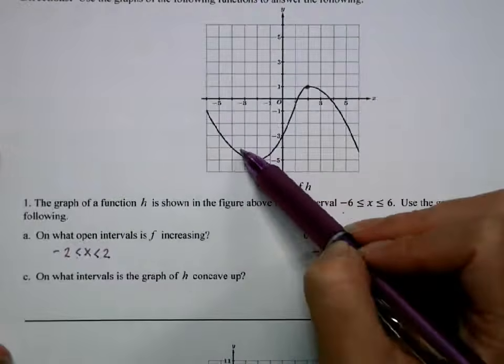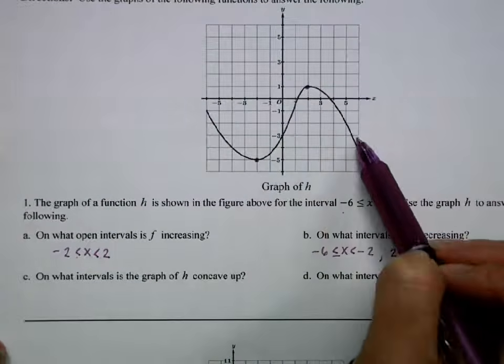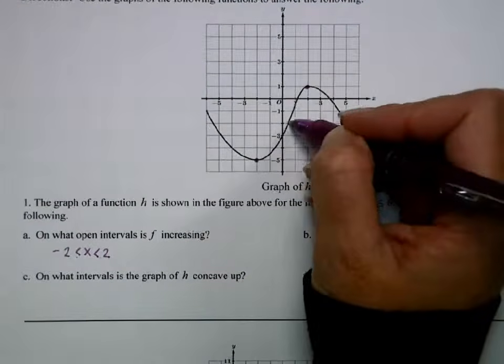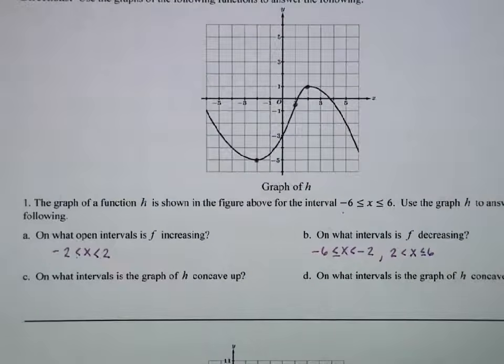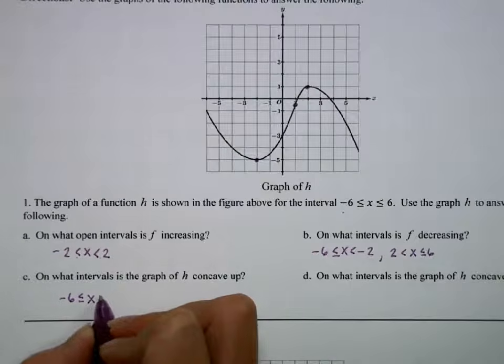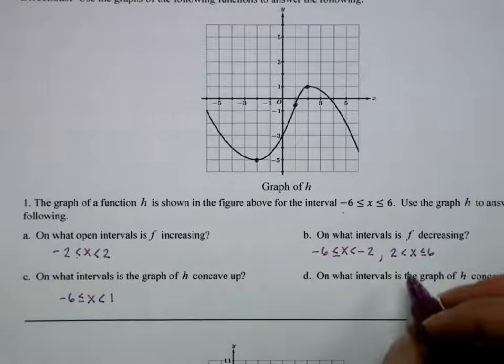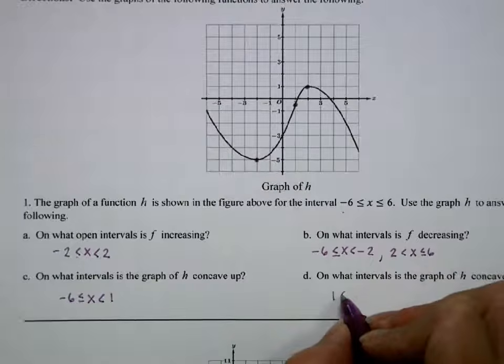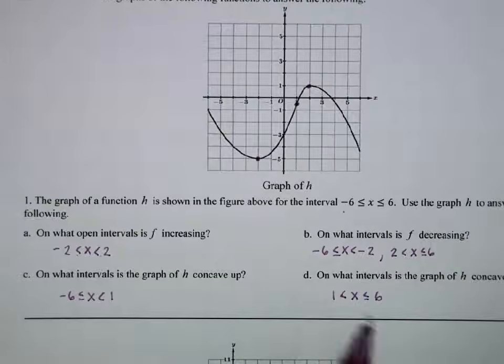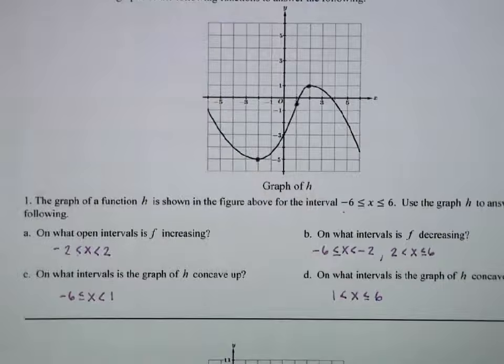Concavity. Okay, so our graph is concave up, and then it's concave down. And that change is occurring right about there. So it's going to be concave up from -6 to 1, and then it's concave down from 1 to 6. Now these endpoints, I'm okay if you don't include them, but those are increasing, decreasing, concave up, concave down. So let's look at another one.